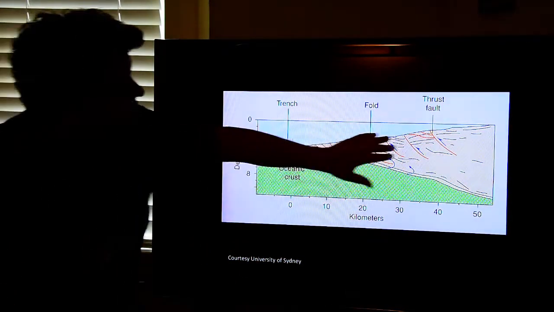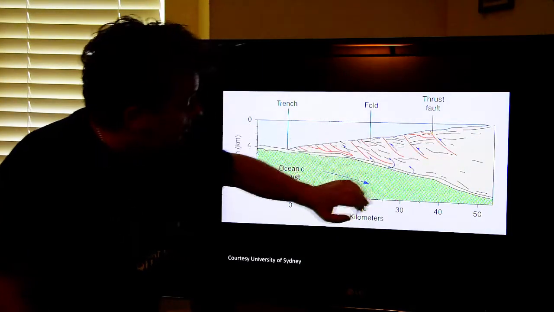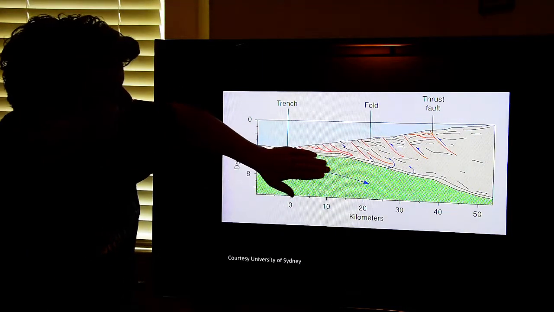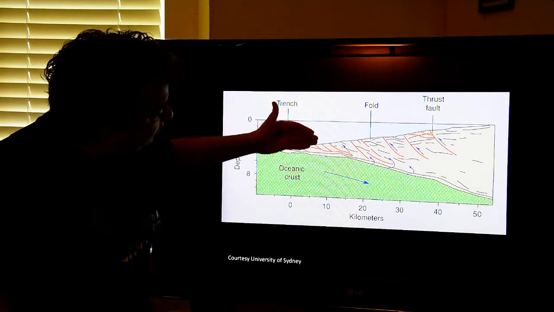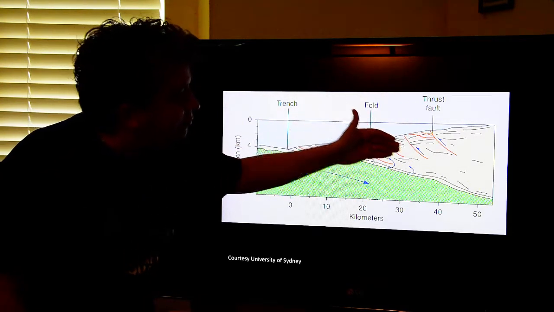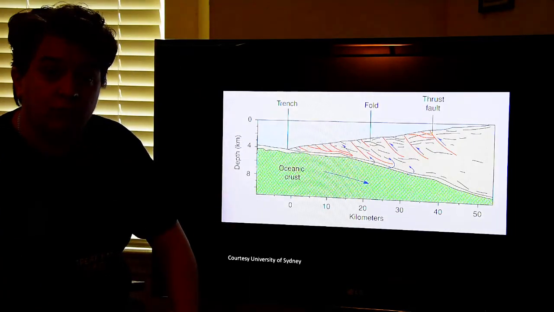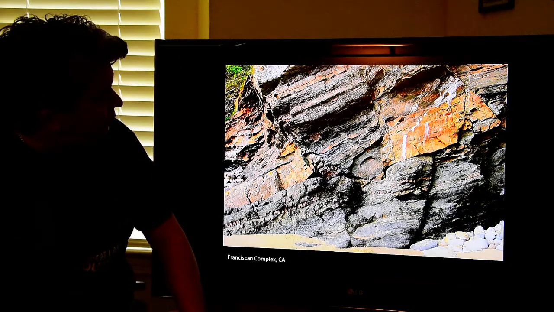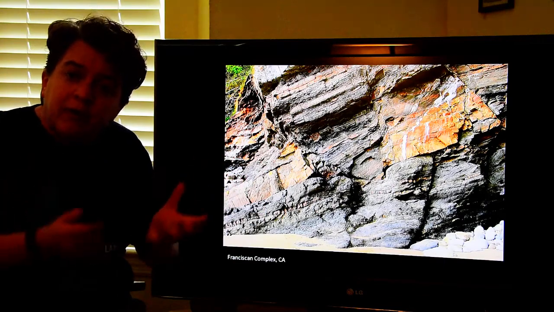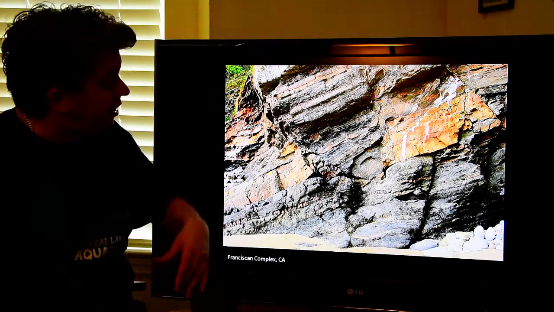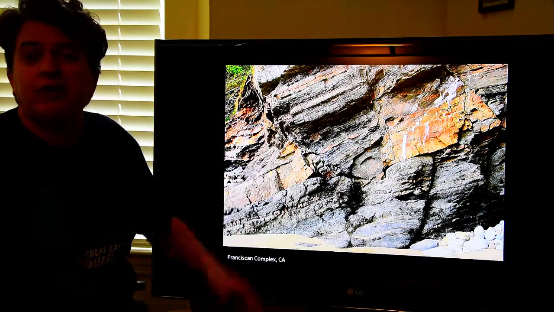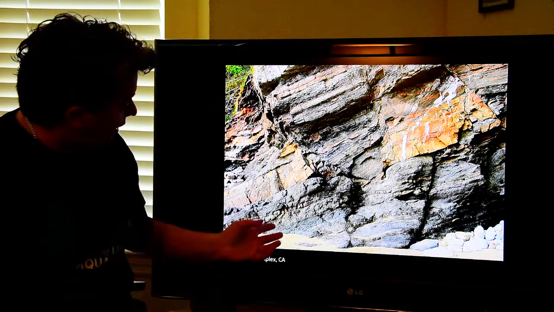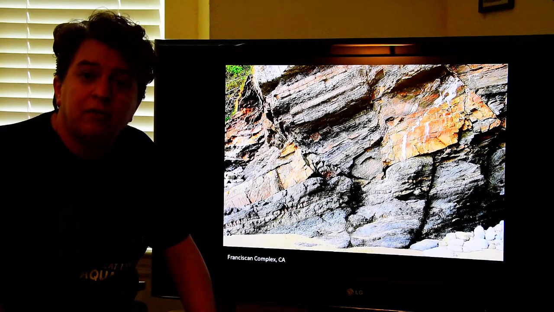So what we're seeing here, this would be the plate that is not sinking. This is the plate that is sinking. And as this subducts underneath the other, all of this stuff basically gets scraped up and added to it. And those rocks, because there's going to be a lot of force involved on these, they're oftentimes going to be deformed and folded and kind of tortured a little bit. Just like what we see in the Franciscan complex in California.